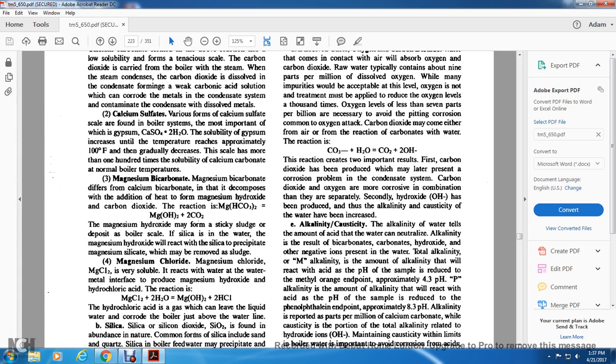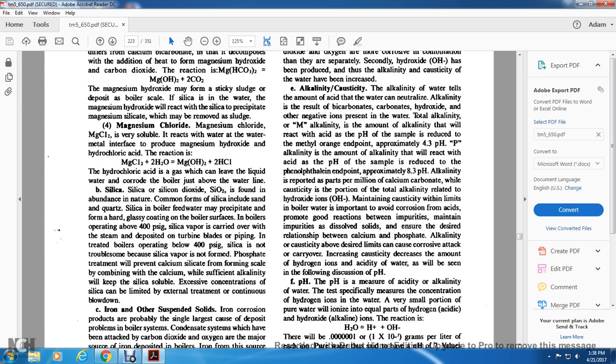Magnesium bicarbonate. Magnesium bicarbonate differs from calcium bicarbonate in that it decomposes with additional heat into magnesium hydroxide and carbon dioxide. The reaction is magnesium bicarbonate equals magnesium hydroxide and carbon dioxide. The magnesium hydroxide may form a sticky sludge deposit or boiler scale. With silica in the water, the magnesium hydroxide will react to precipitate magnesium silicate, which may be removed as sludge.